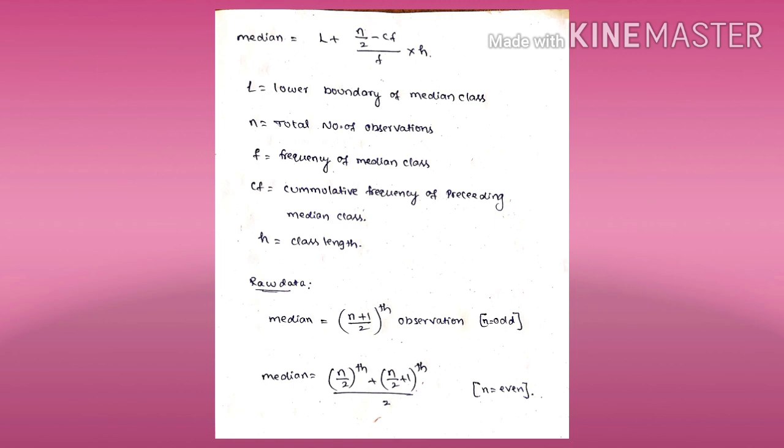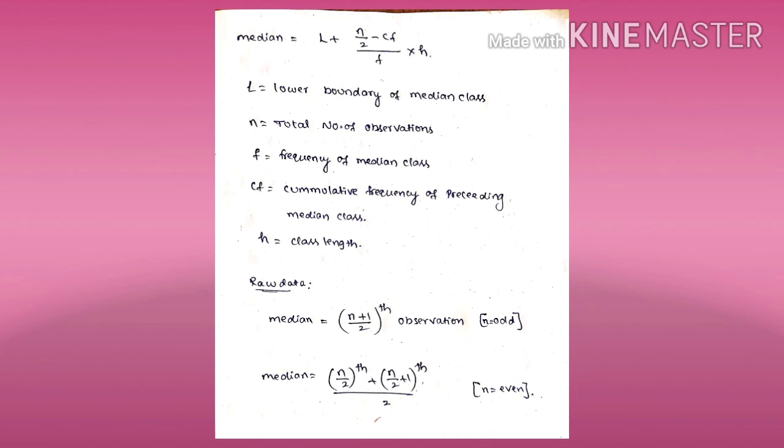F is the frequency of the median class. CF is the cumulative frequency of the class preceding the median class, and H is the class length or size of the class. This formula is useful for grouped data, not for ungrouped data.